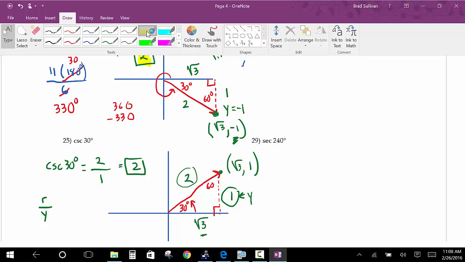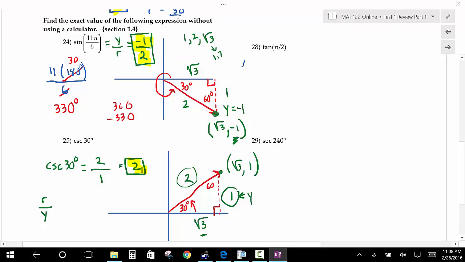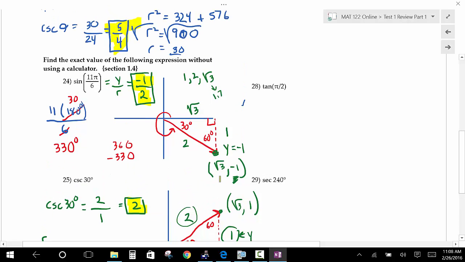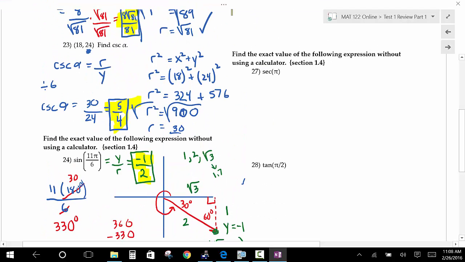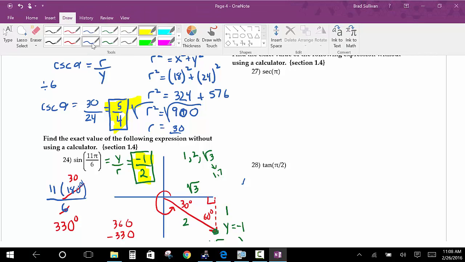Okay, so it's all about knowing your triangles, knowing your reference angles, and knowing your definitions. If you know those things, you'll succeed. If you don't, you probably die. Well, not literally. That's a bad thing to say.